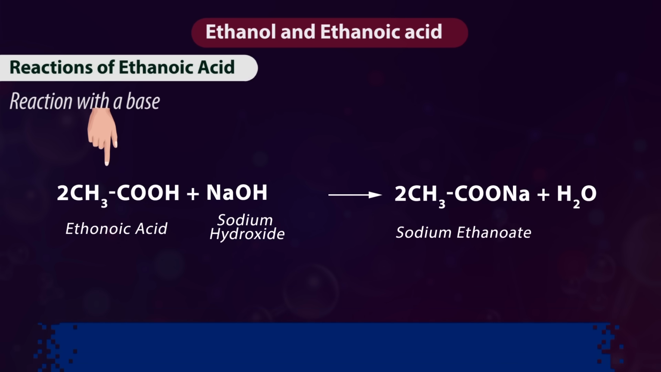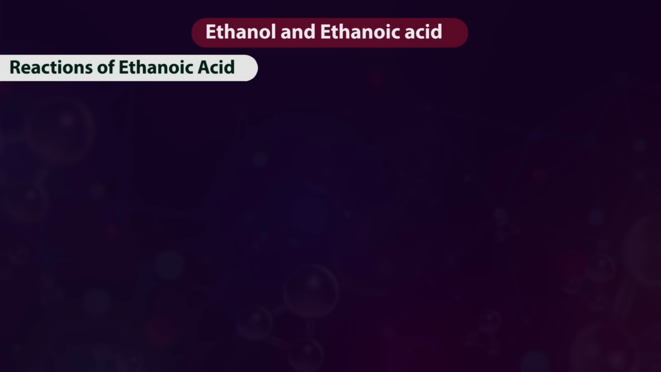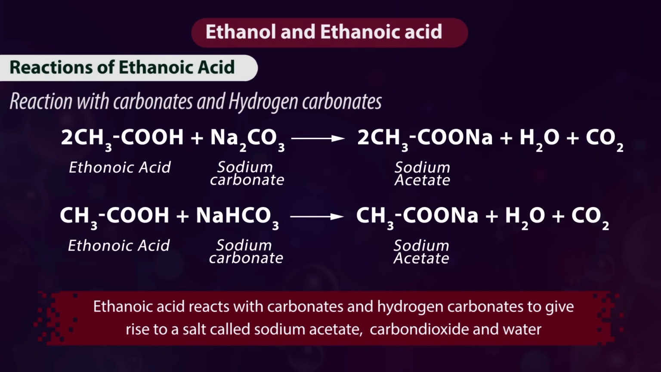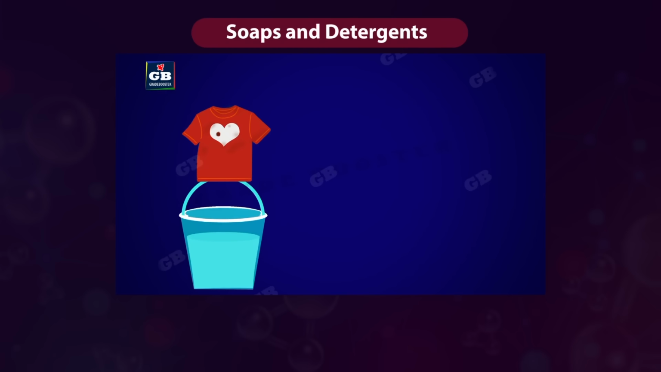Reaction with a base. Ethanoic acid reacts with sodium hydroxide to give a salt called sodium ethanoate. Sodium hydroxide reacts with ethanoic acid, gives rise to sodium ethanoate plus water. Reaction with carbonates and hydrogen carbonates. Ethanoic acid reacts with carbonates and hydrogen carbonates to give rise to a salt called sodium acetate, carbon dioxide and water.